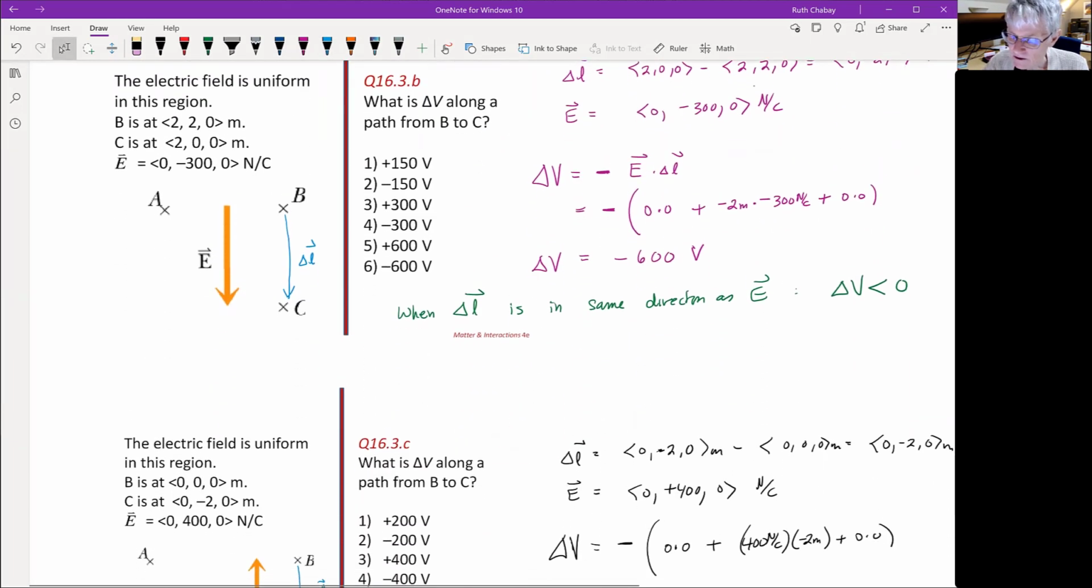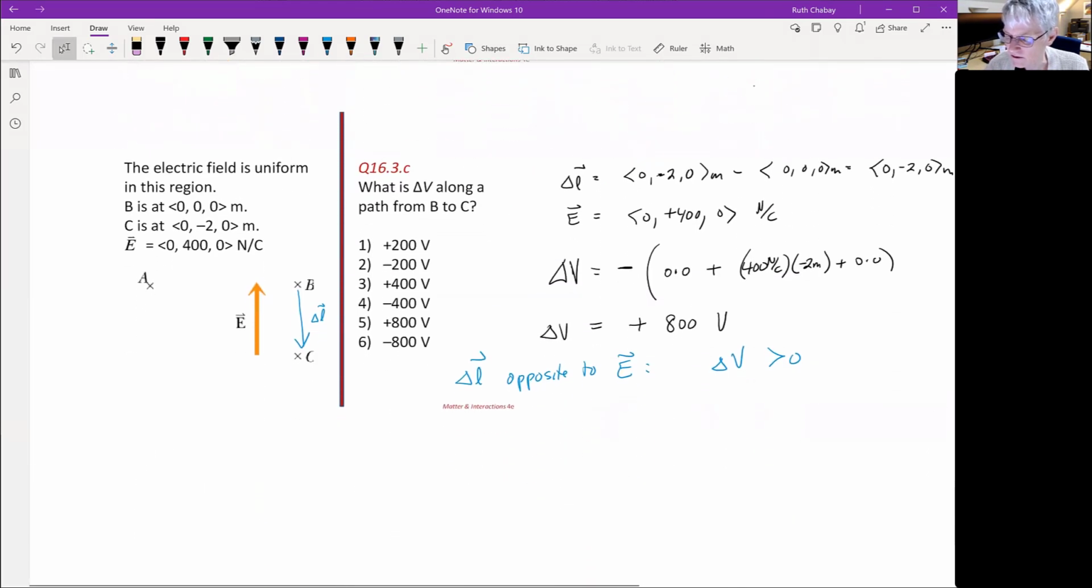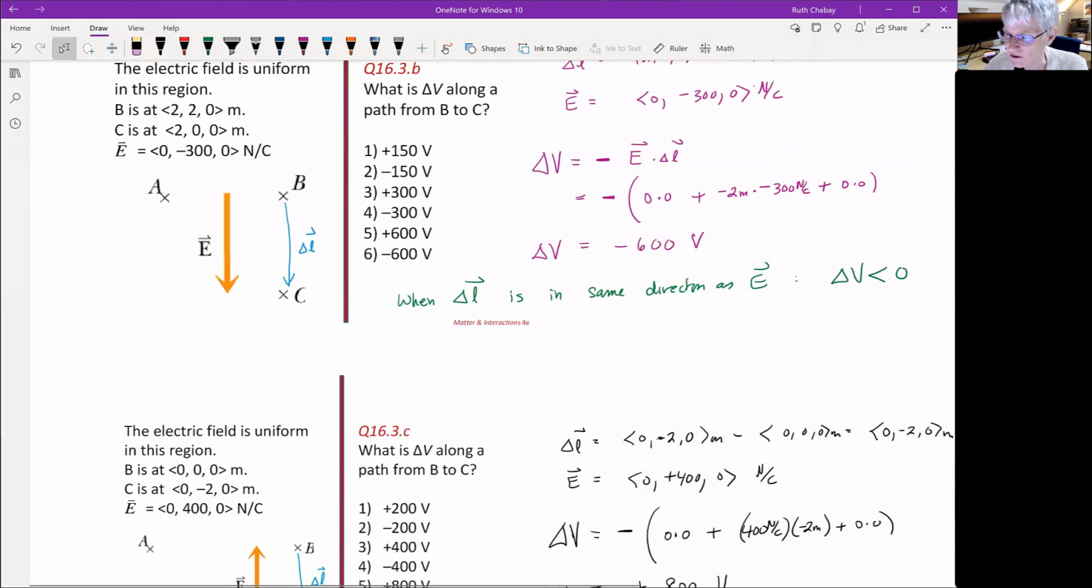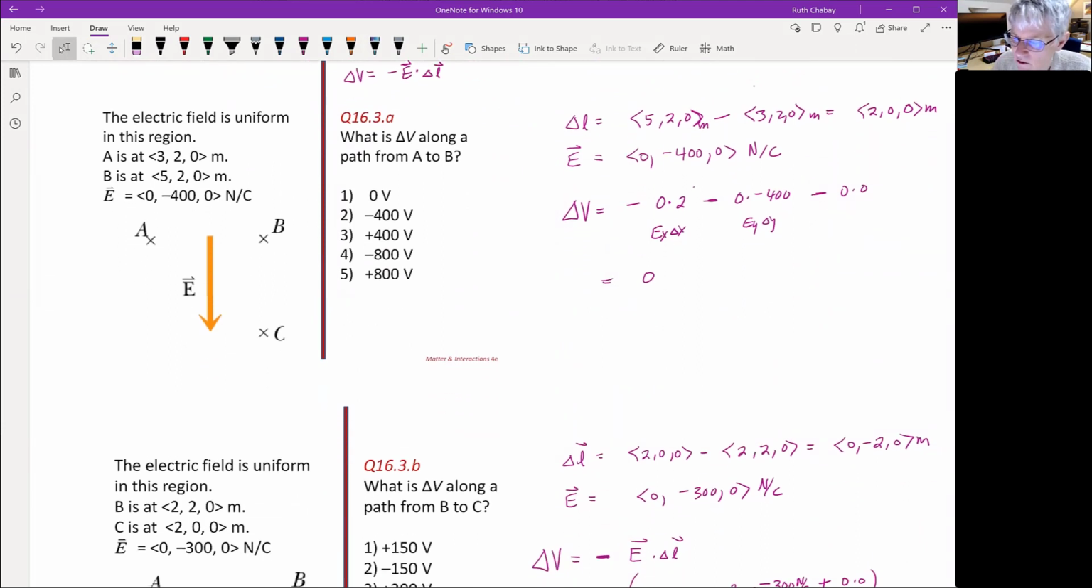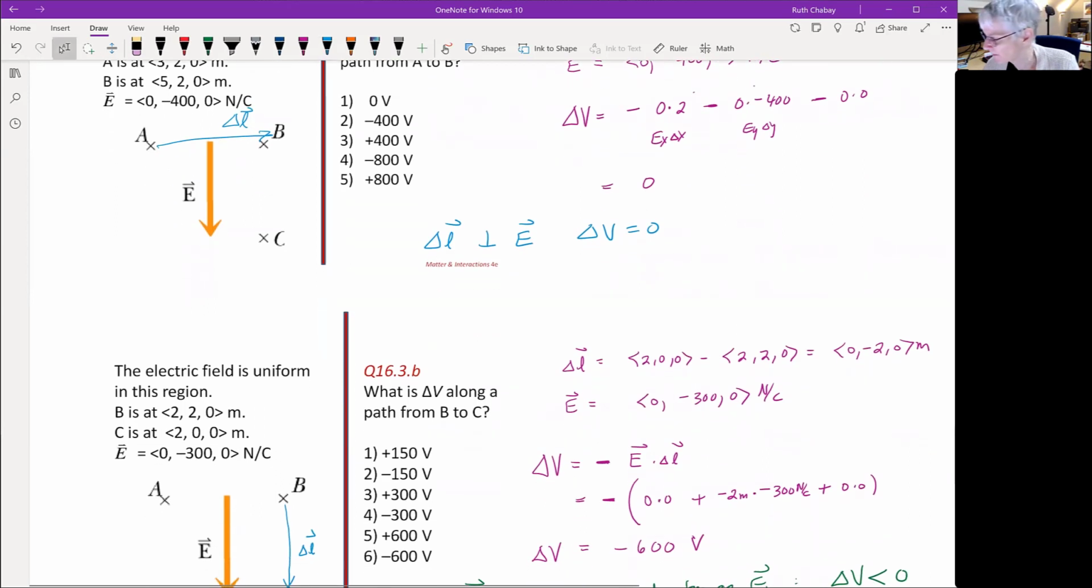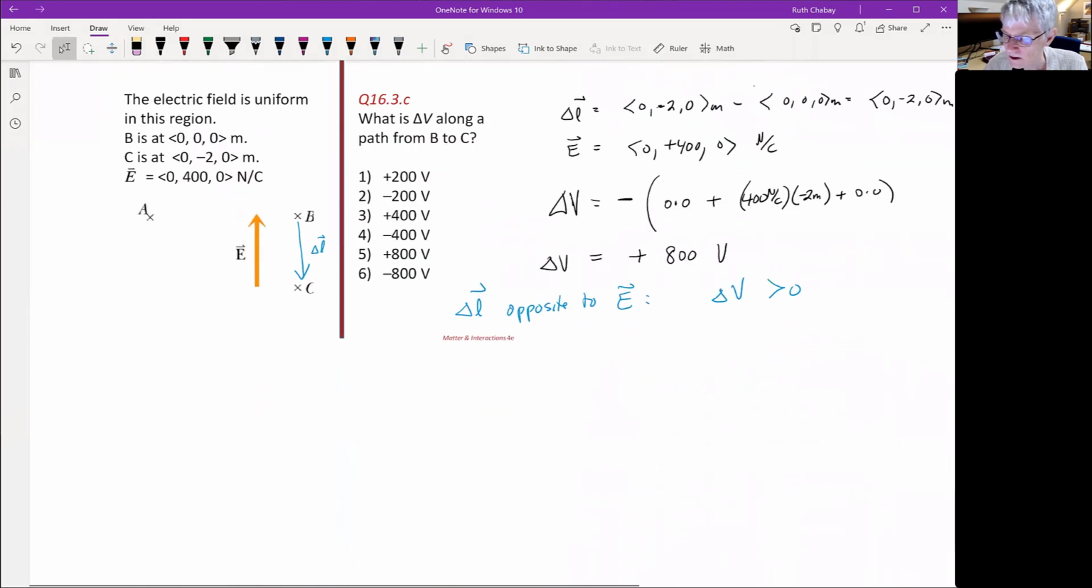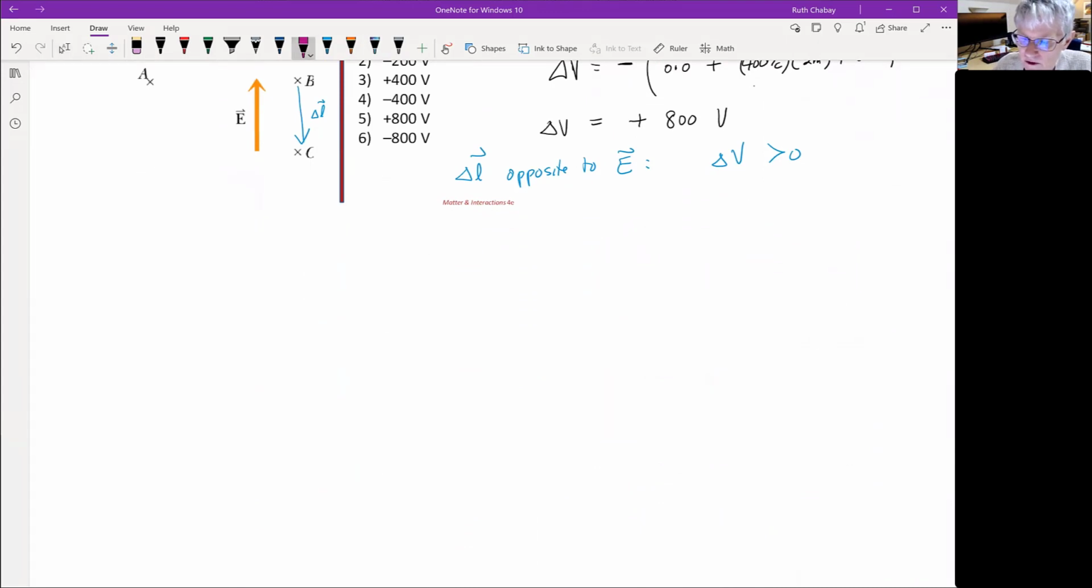So you can sort of think about it as falling down the direction of the electric field to decrease the potential. You can move against the electric field to increase the potential. And we saw up here at this very first situation that if delta L is actually perpendicular to E, then the potential difference is 0. So this is something to keep in mind to just be able to check.